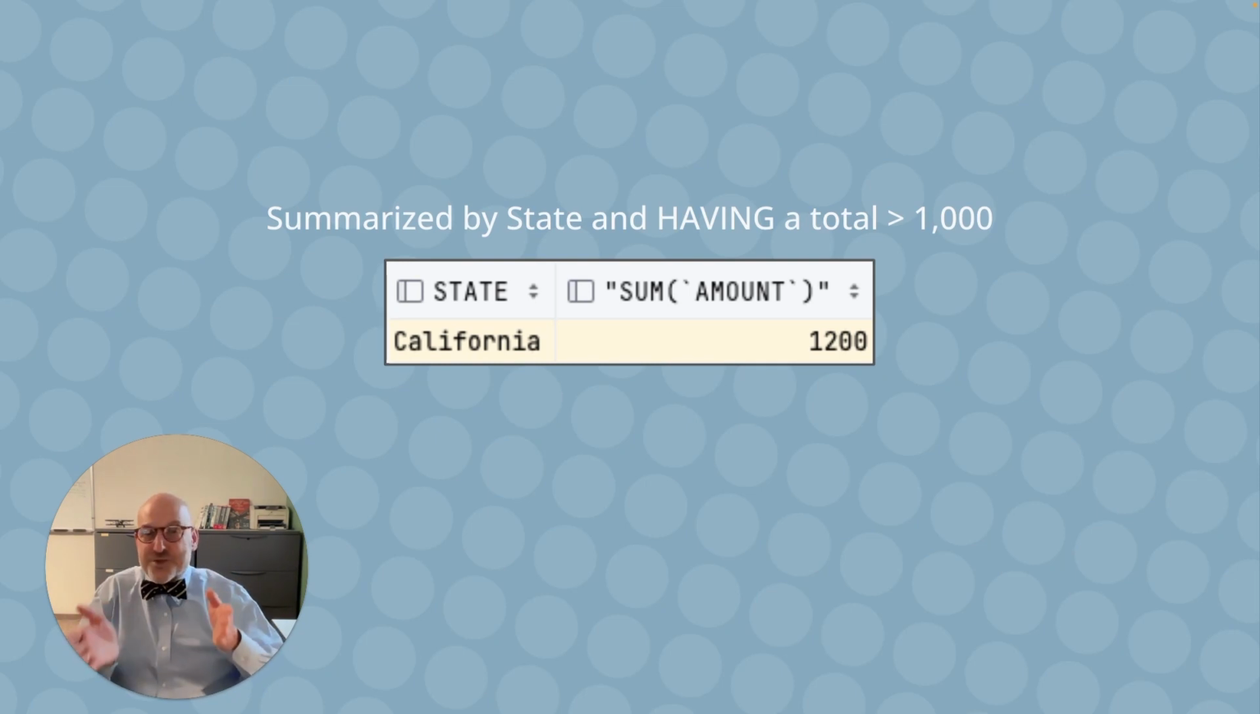Thus, the question I ask candidates is, what is a having clause and how does it differ from a where clause? The right answer is that the where clause filters raw data and the having clause filters summarized data.